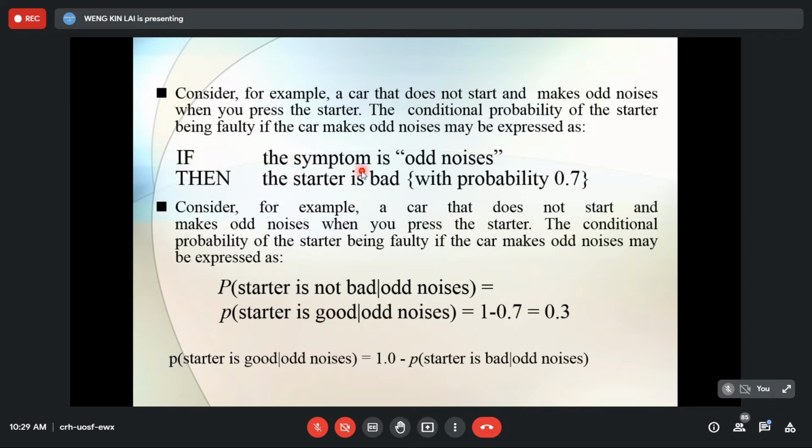So if the evidence is that when you press the starter, there's a strange sound coming from the car, then you suspect the starter is bad, based on this probability. Now consider again the same example: a car that does not start and makes noises when you press the starter. The conditional probability of the starter being good, if the car makes noises, may be expressed as follows. Now, this one is actually the prior.